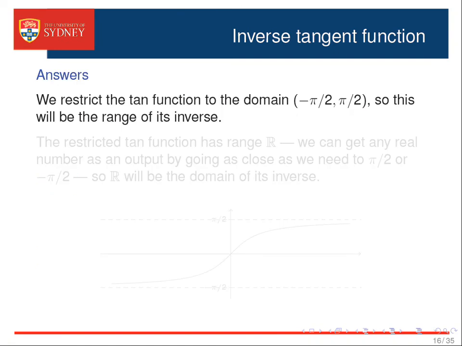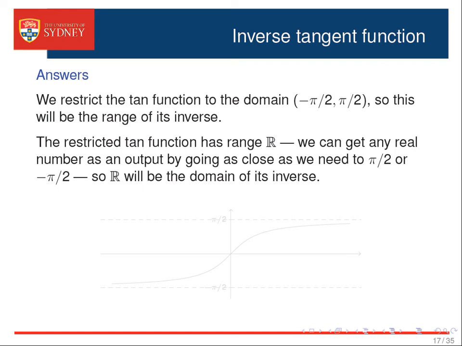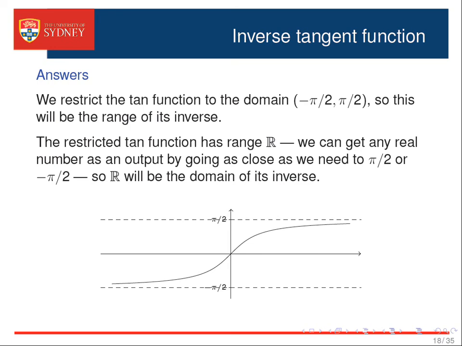The domain, minus pi on 2 to pi on 2, of our restricted function becomes the range of our inverse. The restricted tan function has range the whole of R. If you don't believe this, go back and look at the graph again. This means that R will be the domain of the inverse function. The graph looks like this. Again, notice it's just the original tan curve reflected in the line y equals x.